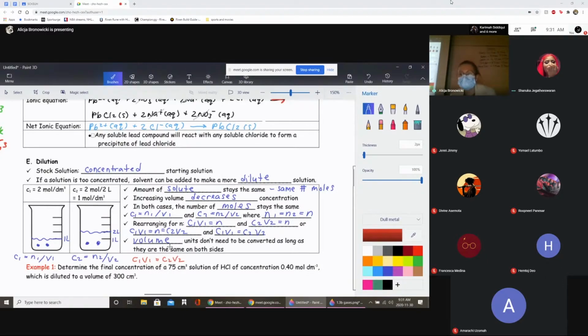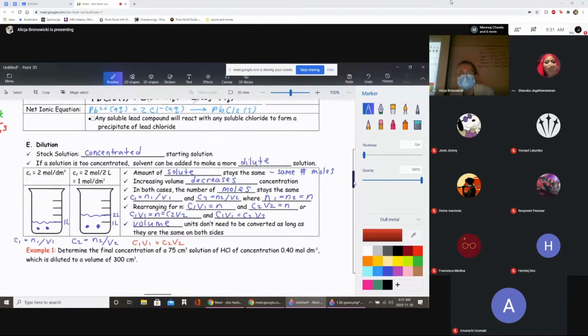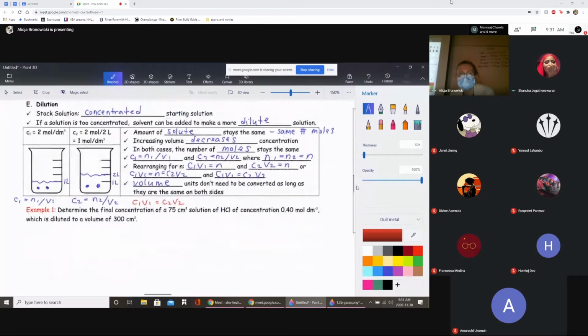Okay, we'll do a question using this formula. Determine the final concentration of a 75 cubic centimeter solution of hydrochloric acid of concentration 0.40 mole per liter, which is diluted to a volume of 300 cubic centimeters.